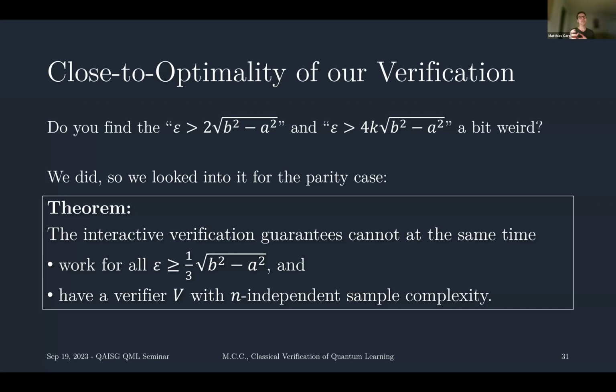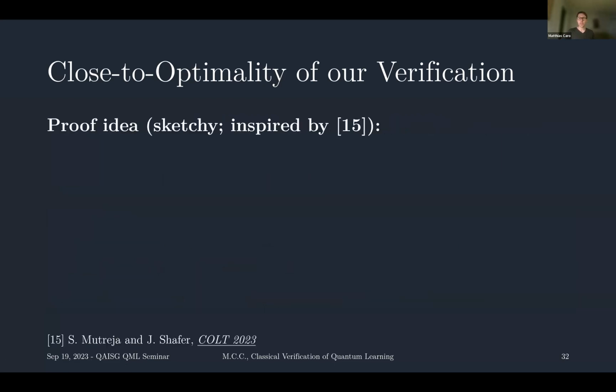So to a certain degree, our results are optimal, because improving this accuracy limitation would significantly worsen the sample complexity of the verifier. And here I want to give you a proof sketch because I really like this idea.